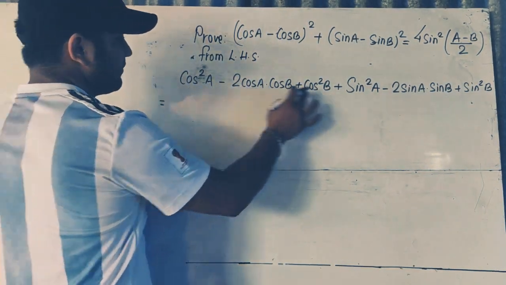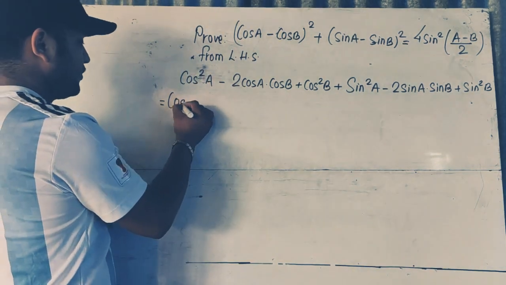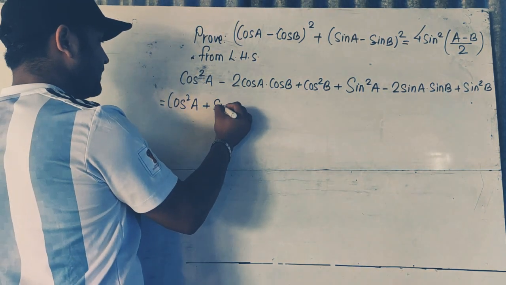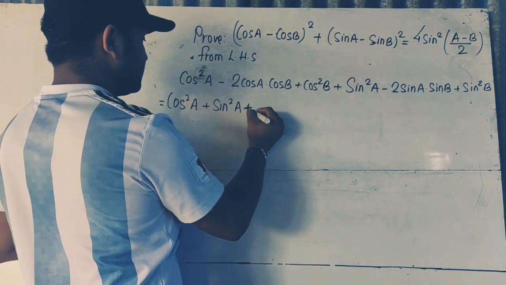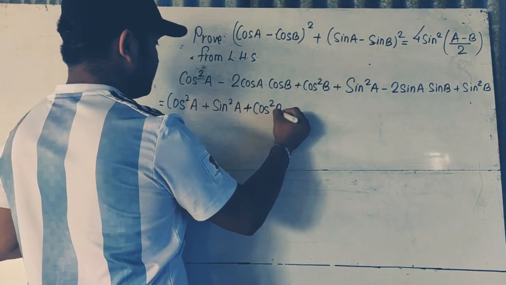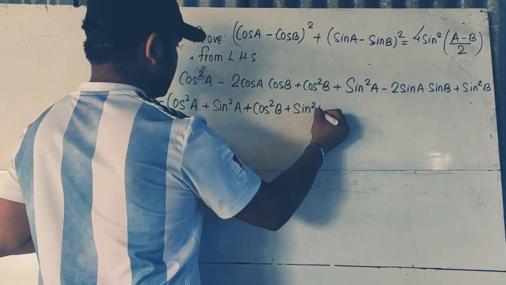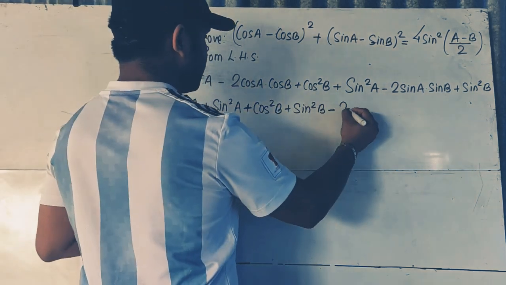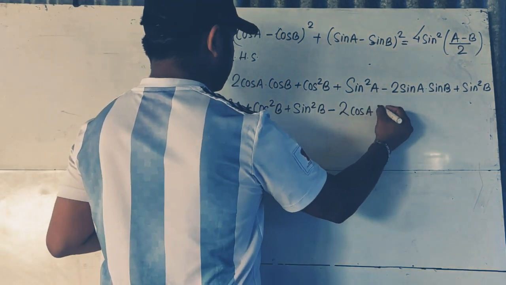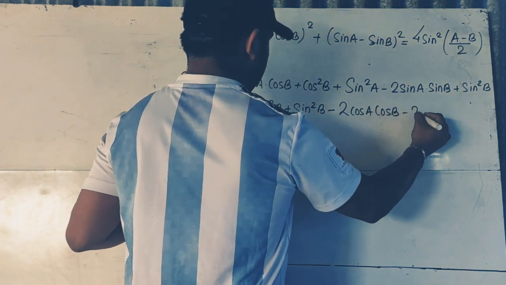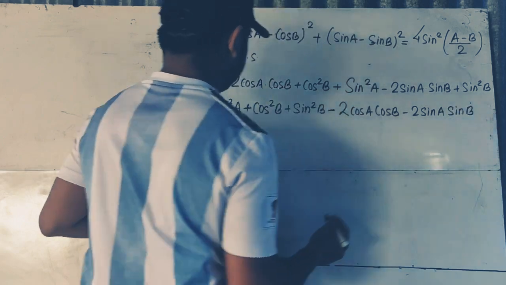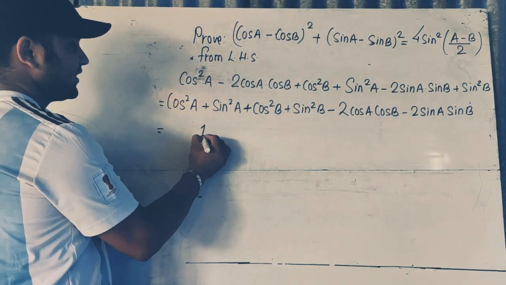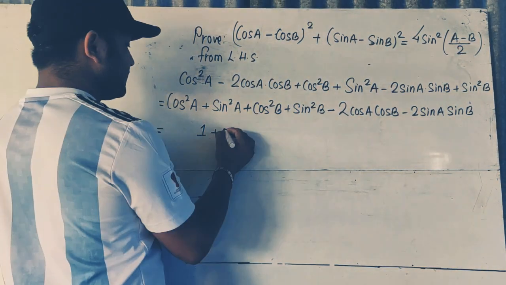We have cos square a plus sin square a. We can put them together. You also have cos square b plus sin square b. And what you have left is minus 2 cos a cos b minus 2 sin a sin b. Now cos square a plus sin square a is 1. Cos square b plus sin square b is also 1.